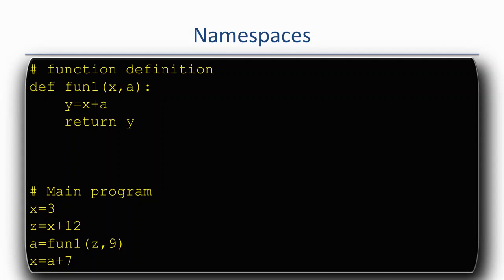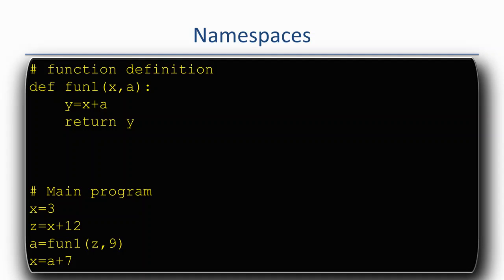In this sample program, I have first defined a function. The name of the function is fun1. It accepts 2 input variables, named x and a. Inside the function, I add x to a, assign it to a variable called y, and return the value of y. In the main program, I have a variable called x, whose value is set to 3. Then I add x plus 12 and assign this value to a variable called z. Then I call my function and pass z and 9 to it as 2 arguments.